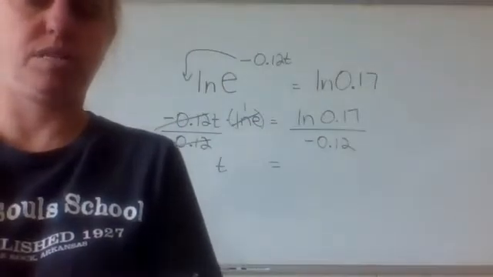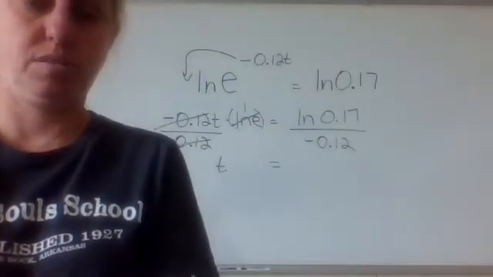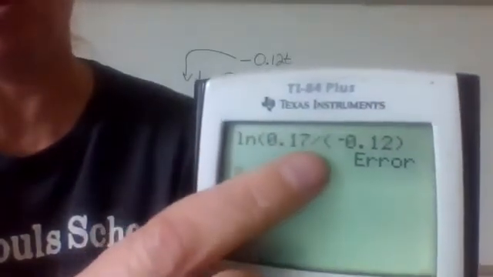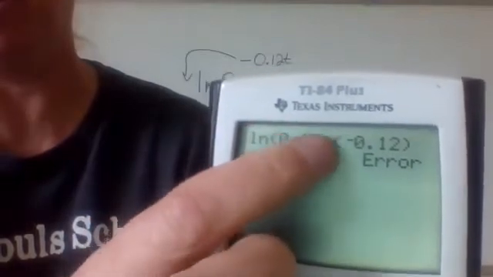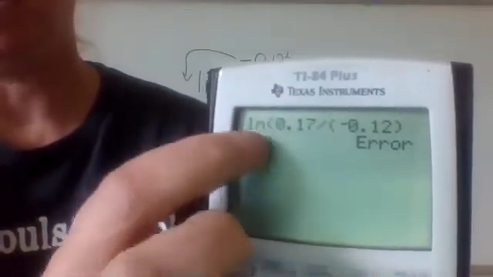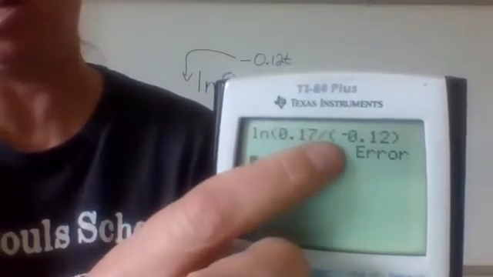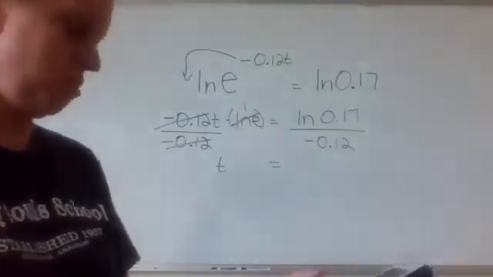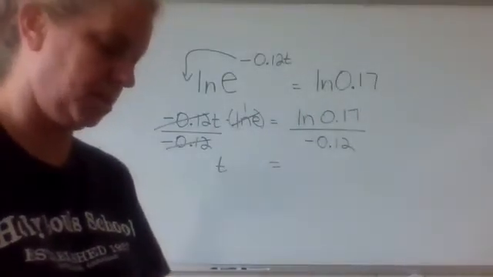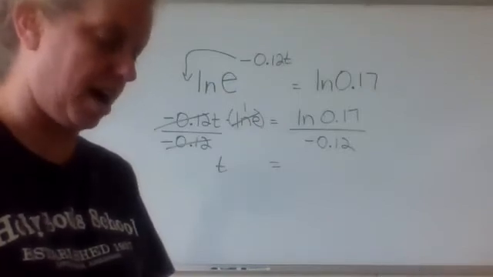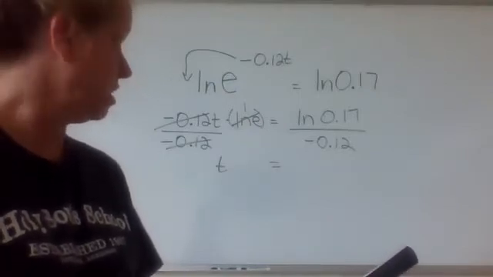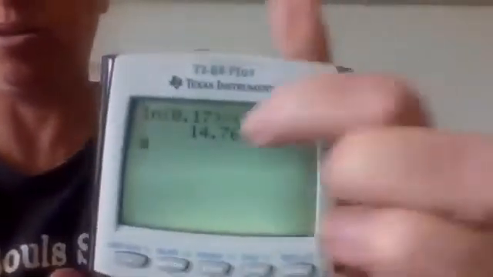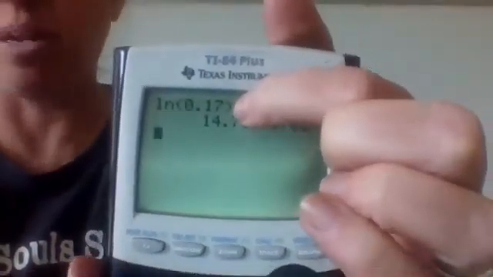Uh-oh. What do I do? Oh, see what I did? Look what I forgot to do. On the top, I forgot to close out. So I had an open here without a close and then another open. So I've got to just fix that. ln 0.17, close it, and then divide it by negative 0.12. Okay, so I just forgot to close. I forgot that parenthesis right there, which messed up the whole thing.